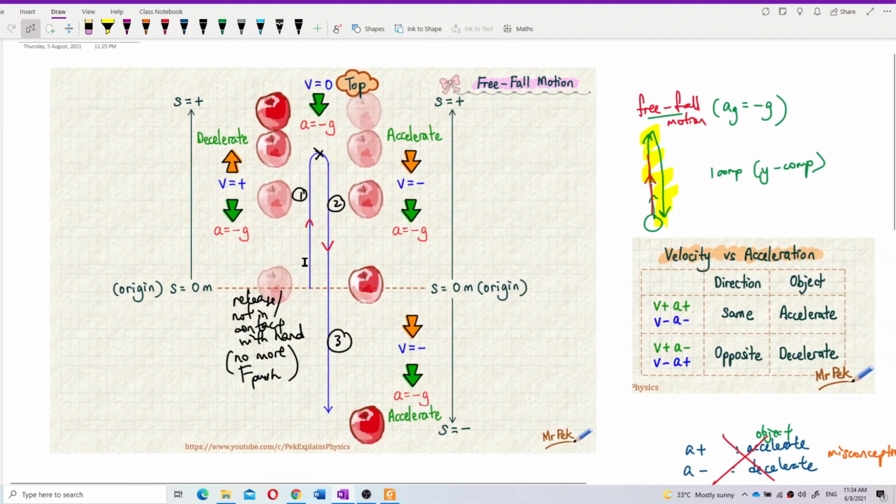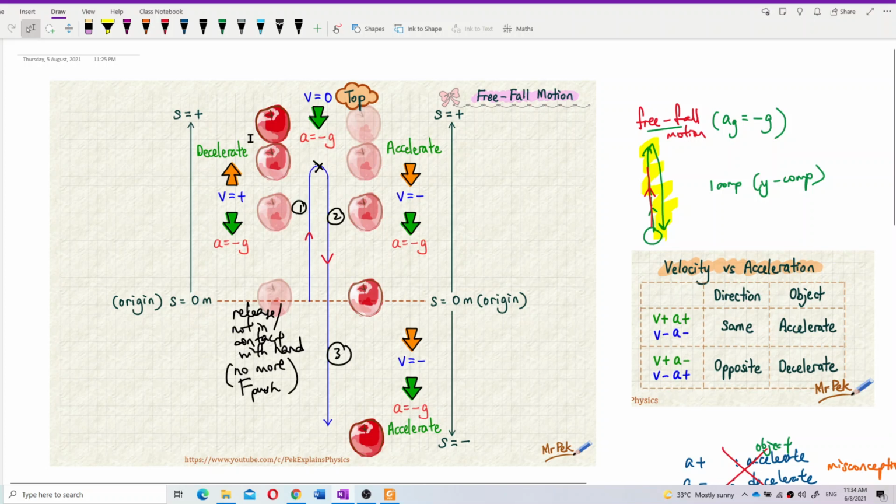For this, we also assume no air resistance. This is in vacuum. My assumption is no air resistance. So the only force acting on the apple all the time is the weight. No matter where the object is, going up, the force acting is the weight. At the top position, the force is also the weight.